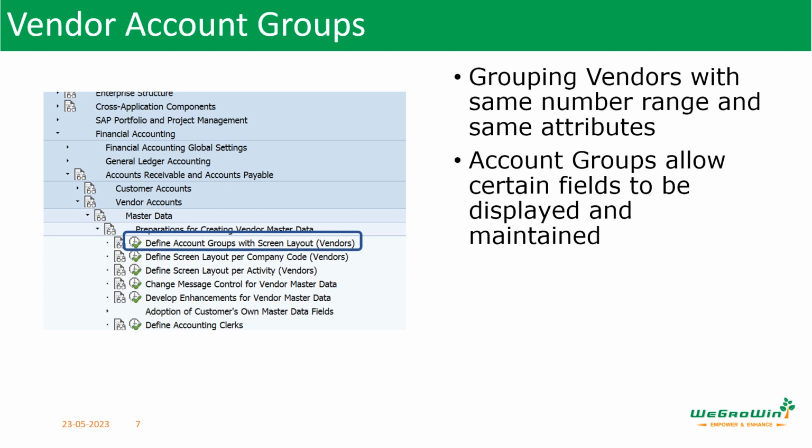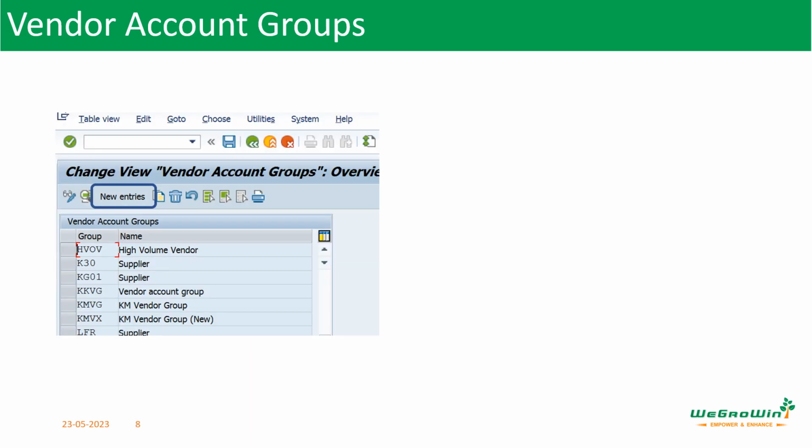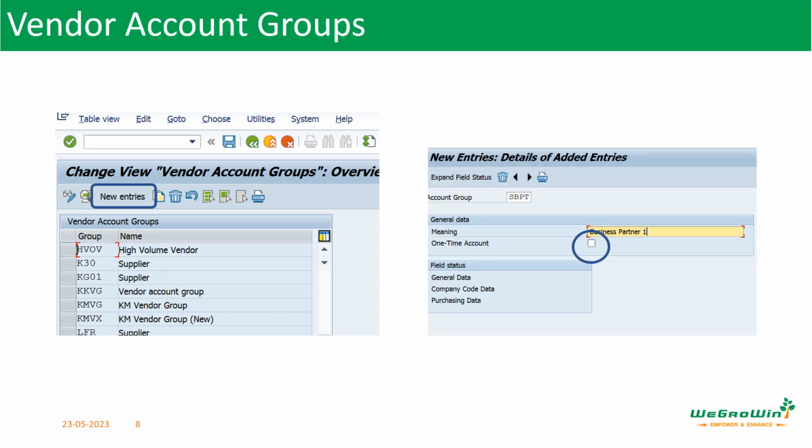Vendor account group is also a way to group the vendors with the same number range and the same attributes. The account group is defined to allow certain fields which can be displayed and maintained in the vendor master, that is the business partner. To create a new vendor account group, the menu path is shown here. Once we go inside, already existing vendor account groups are displayed here. To create a new vendor account group, press New Entries. A new vendor account group SBBT is created.